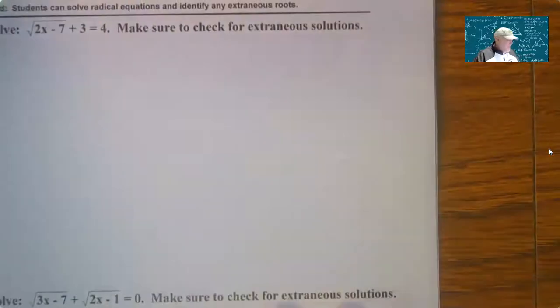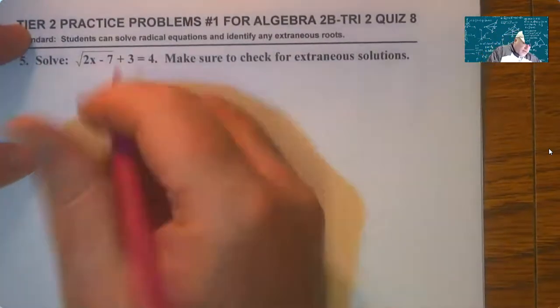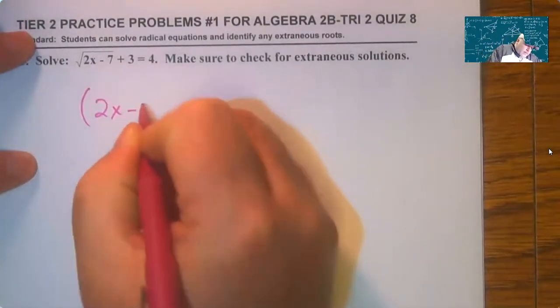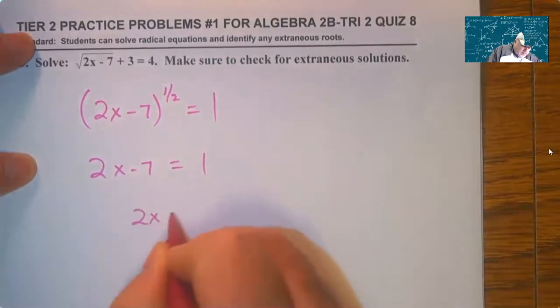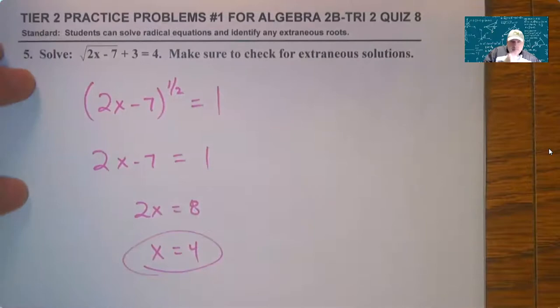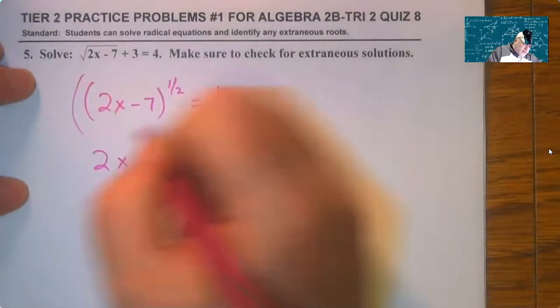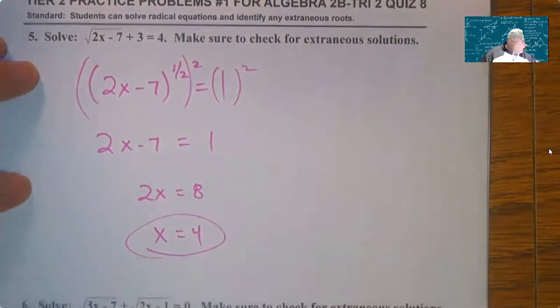Okay, second page. Make sure to check for extraneous solutions, or if you lost any solution. So subtract 3 over to the 1/2 equals 1. So square both sides. 2x equals 8 and x is 4. Make sure you understand that this was a power of 2 here, and that will work.